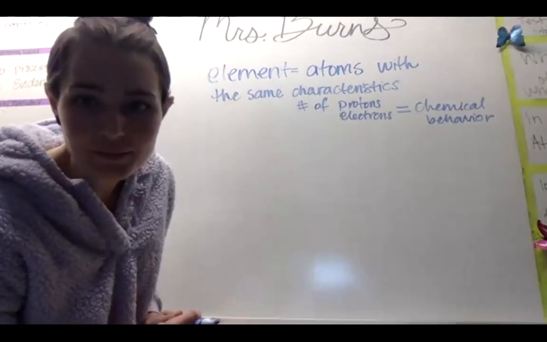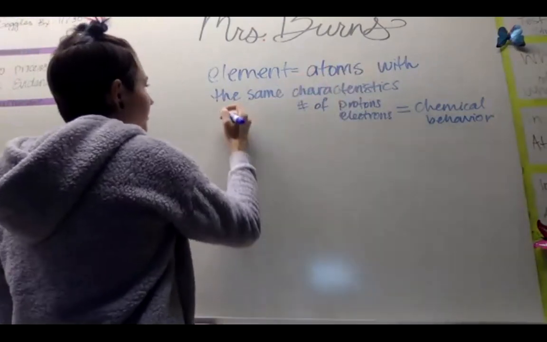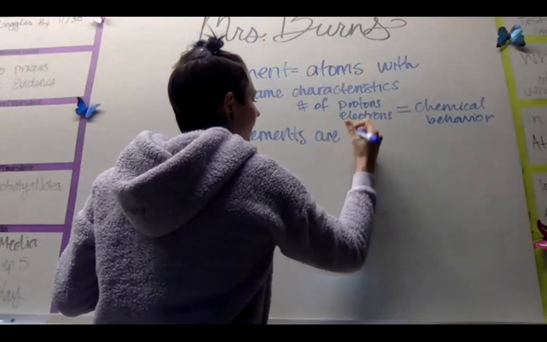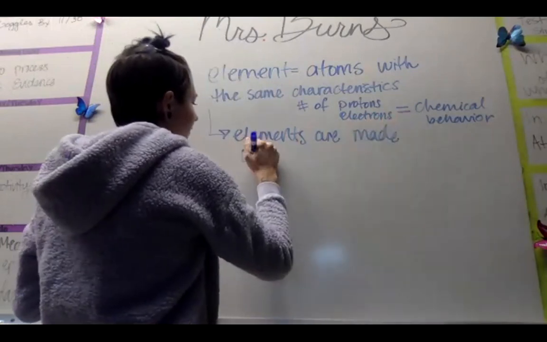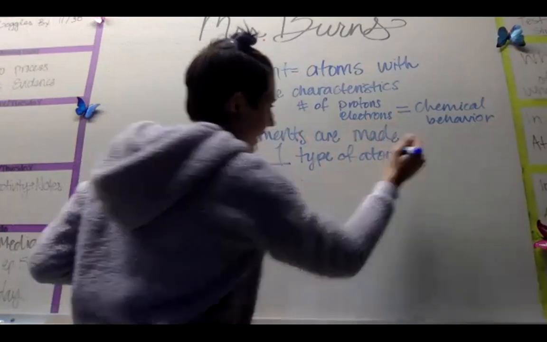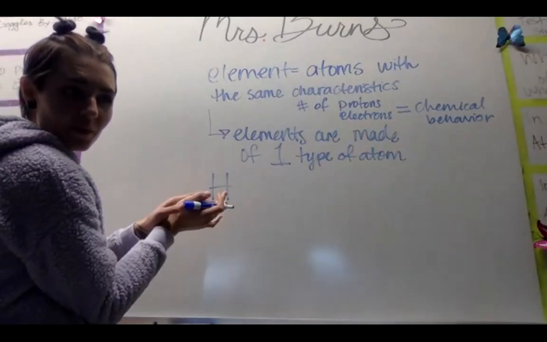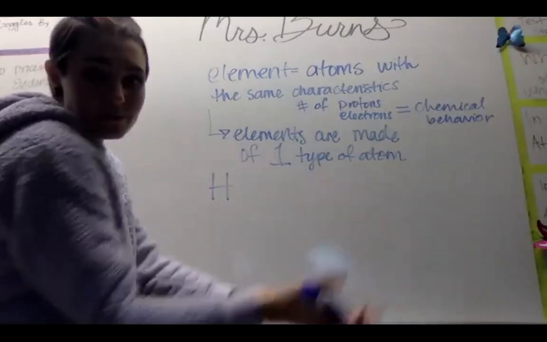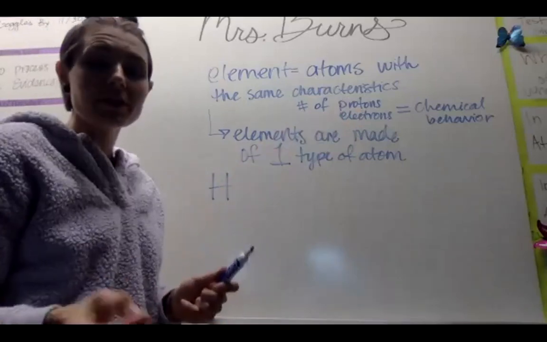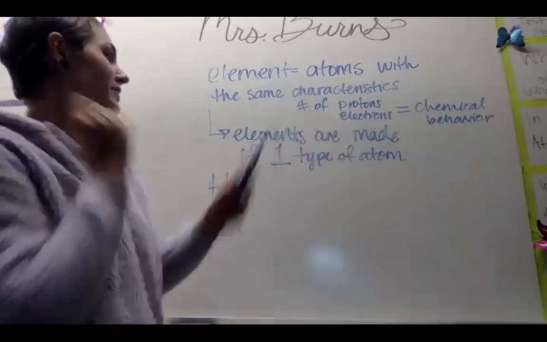Okay, so a chemical element: a pure substance that consists entirely of one type of atom. So yeah, it's atoms with the same characteristics. So elements are made of one type of atom. For example, you have the element hydrogen, and all of the hydrogen atoms that you'll find have the same number of protons and electrons. Remember, the number of neutrons can change. That's when you have an isotope, but the number of protons and electrons will stay the same.